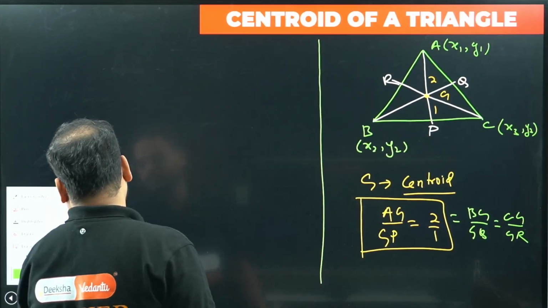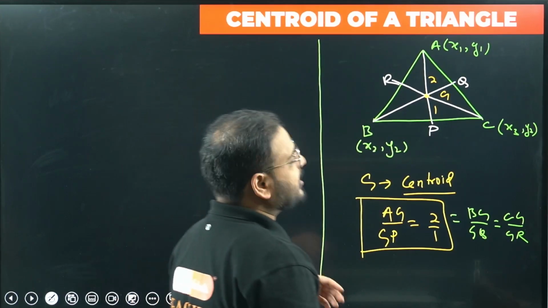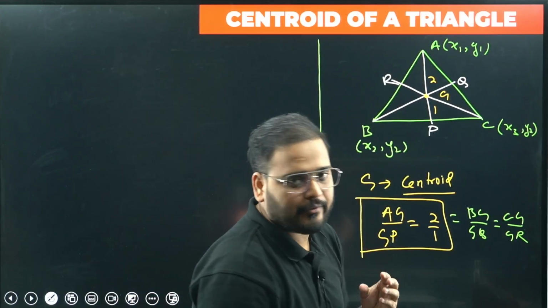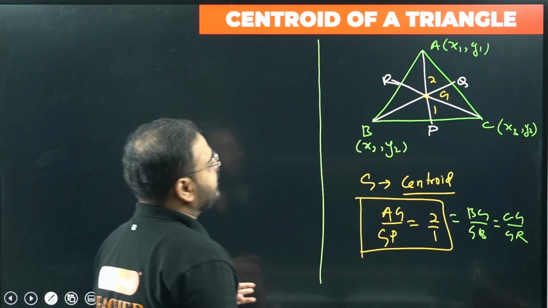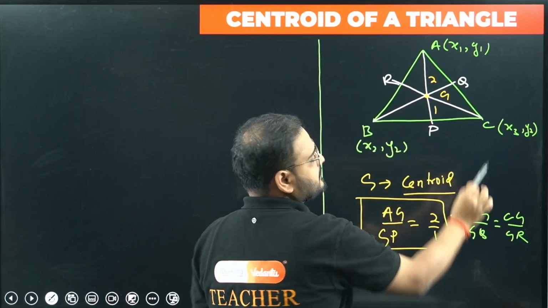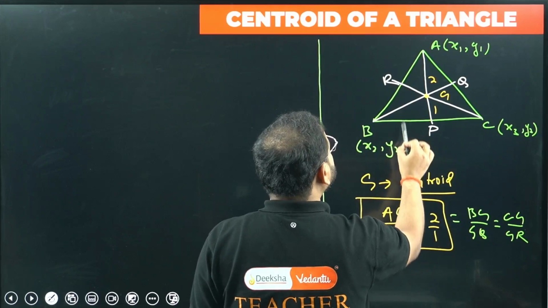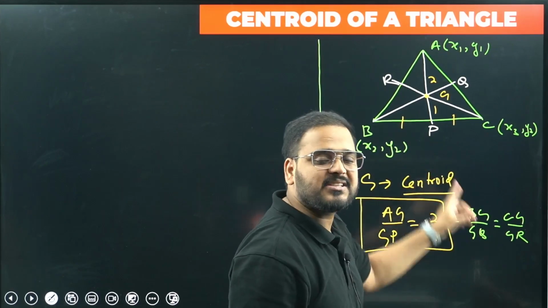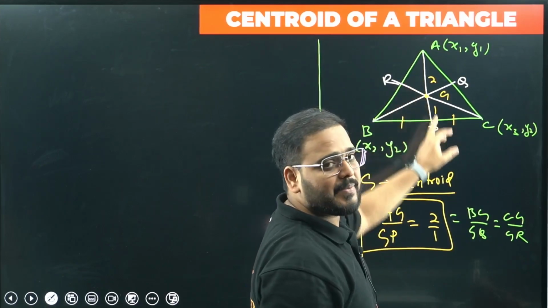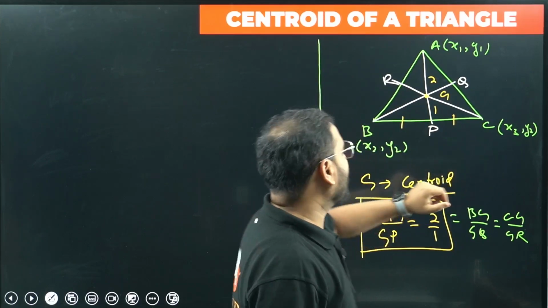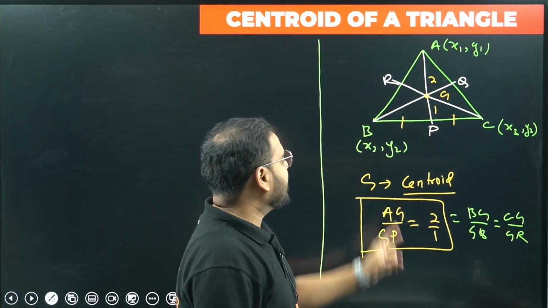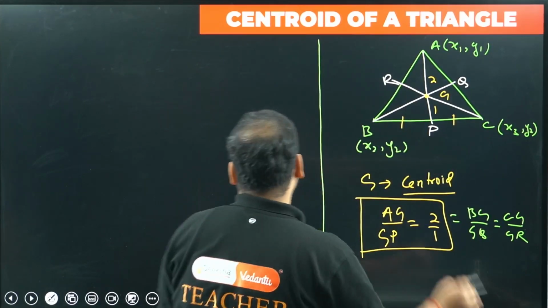Moving on. Is this the end goal? No, sir. We are looking for the coordinates of the centroid. To find that, think about it. Across the line BC, can I find point P's coordinate? Yes, sir, because this and this are equal. The median is AP, so P is the midpoint. Agreed? Okay. How can I find P's coordinate? By using the midpoint formula. Let's do it.